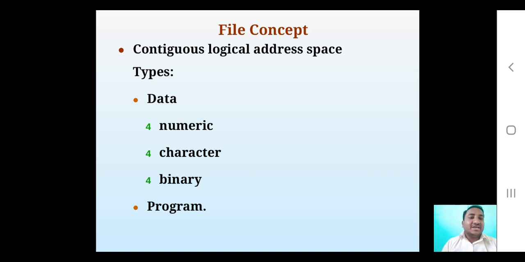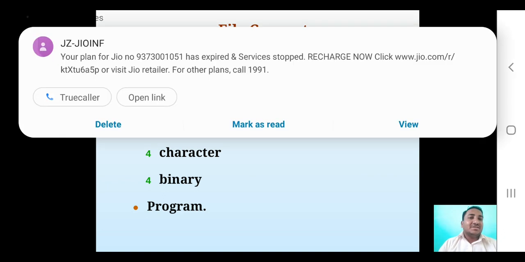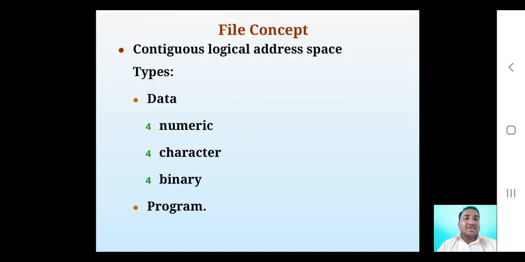So, based on the data that a file is holding, the file will have data in the form of numerics, maybe data in the form of characters, or data in the form of binary. And in a programming language we will have source code, where a set of instructions can be grouped together to perform a specific task. So we can say that a program, having a set of instructions encoded for a specific task execution, can be defined as a type of file.